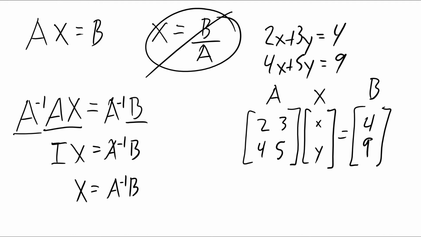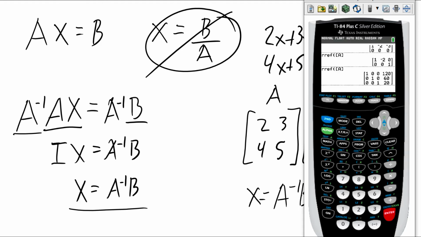2 times x plus 3 times y equals 4. That's our first equation. And 4 times x plus 5 times y equals 9. That's our second equation. So this matrix equation is equivalent to that system of equations. And we can solve it by multiplying the inverse of A times B, just like we figured out right there. So we can solve this system by multiplying the inverse of matrix A times matrix B. So let's do that in our calculator.